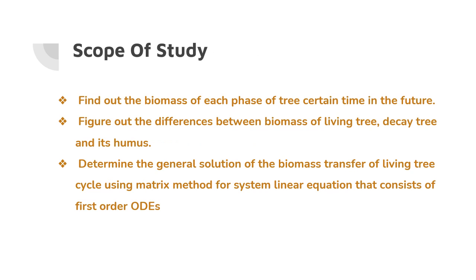Okay, now for the objective of the study, we want to find out the biomass of each phase of the tree at a certain time in the future. We also want to figure out the difference between the biomass of the living tree, decay tree, and humus. Then we want to determine the general solution of the biomass transfer of the living tree using a matrix method of consistent linear equation that consists of the first order ODE.